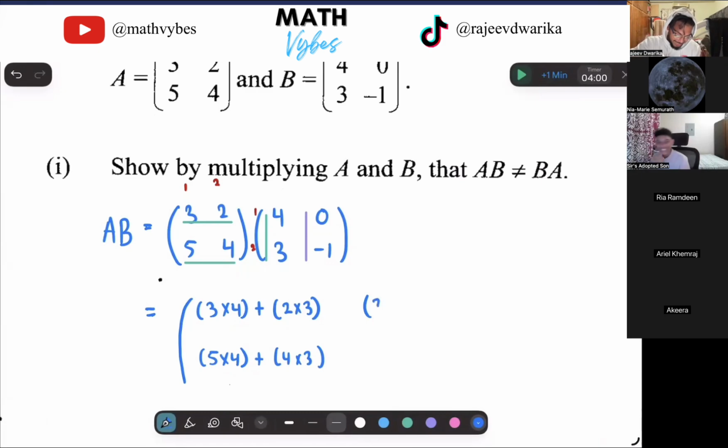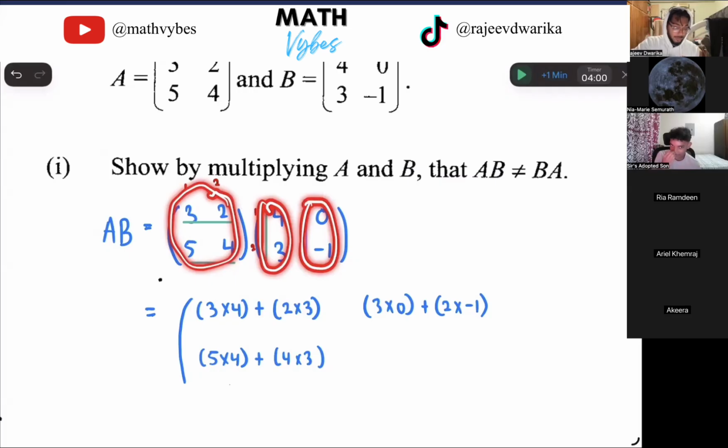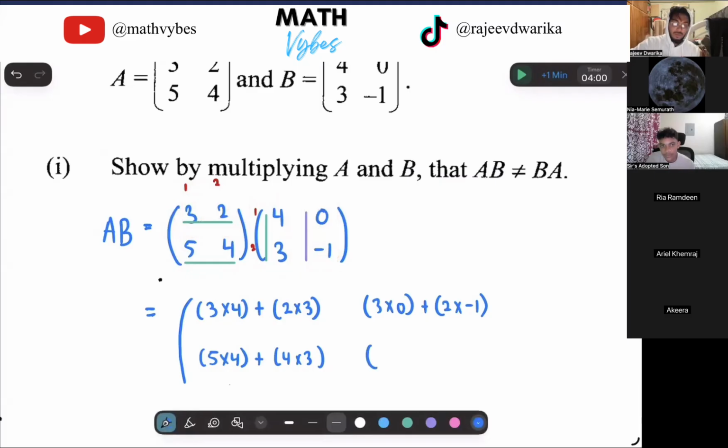Right. So 3 by 0 plus 2 by negative 1. In case any of you are confused, we finished multiplying these rows by this column. So now we're going to move on to the other column, 0 minus 1. So it's 3 by 0 plus 2 by minus 1. Then it's going to be what? 5 by 0 plus 4 by minus 1. Good job, son.